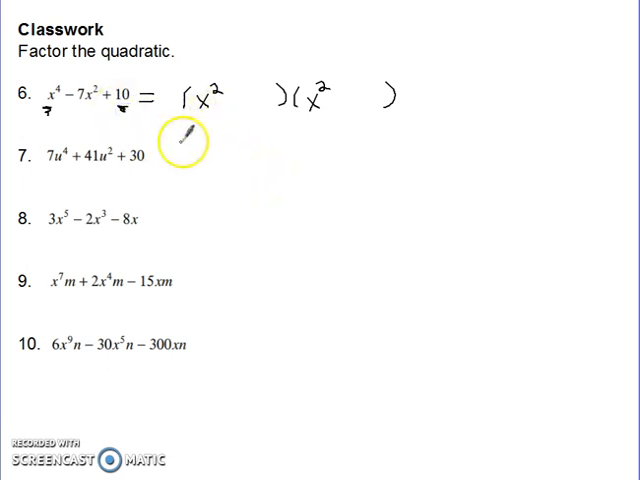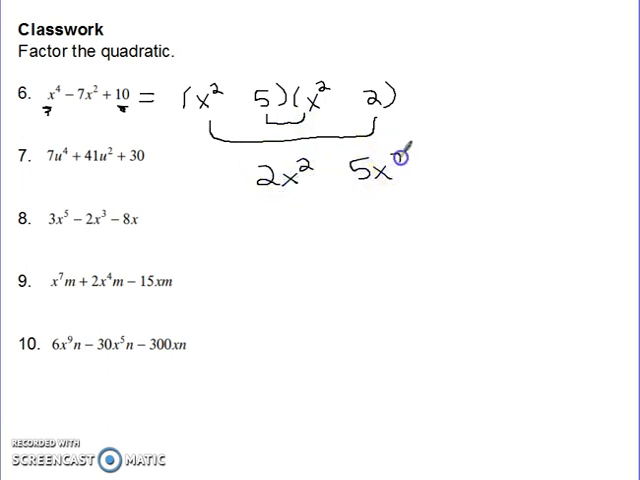Now I'm trying to think what two numbers will multiply to make up 10 and somehow add or subtract to give me a negative 7. It's a 5 and a 2. I'm looking to find the signs to put inside my parentheses, and I see that the outer 2 would give me a 2x squared, and the inner 2 would give me a 5x squared. I'm looking to get a negative 7x squared here, and I would get that with negative 2 and negative 5. I need a negative 5 and a negative 2 here then in my parentheses.